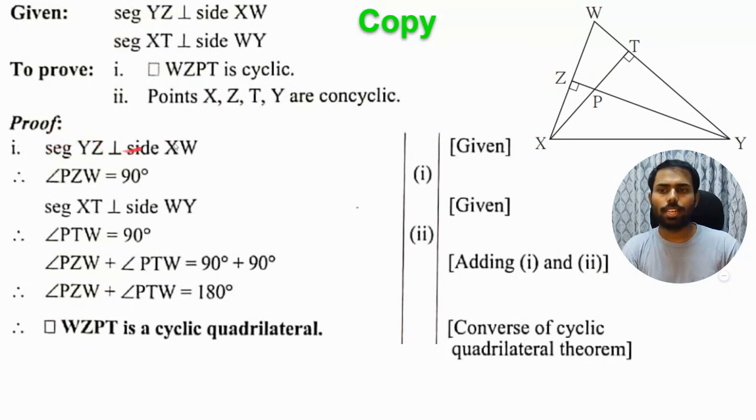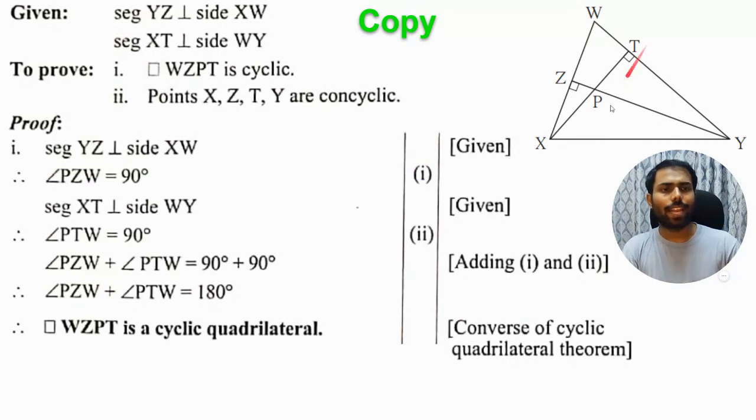So you first say YZ is perpendicular to XW. So YZ over here is perpendicular to XW. So what does that mean? Angle PZW. Okay, PZW, that is, this angle. PZW is 90 degrees. You say that as the first equation.